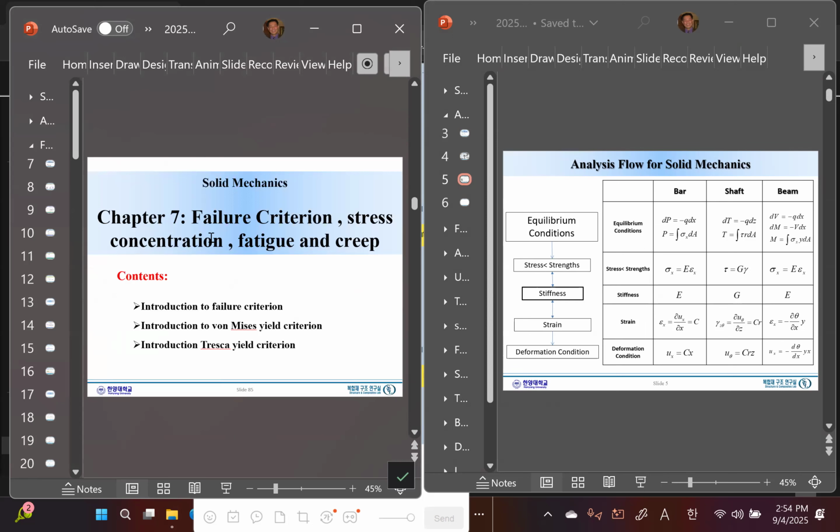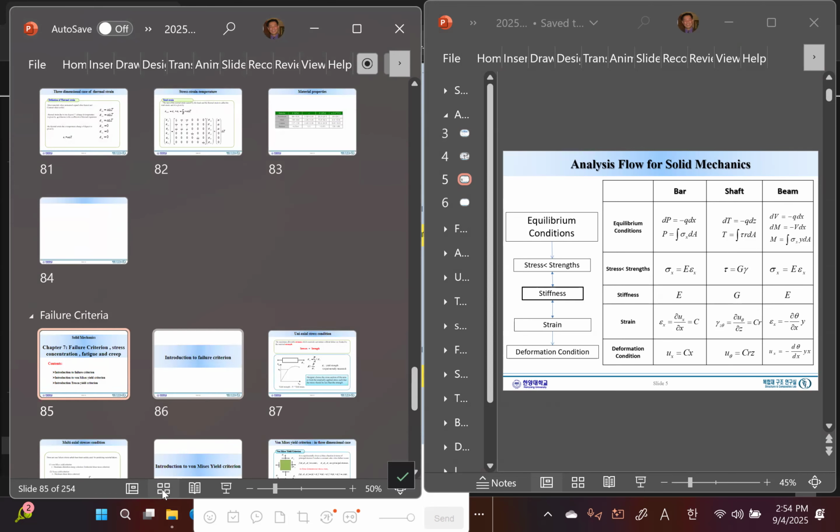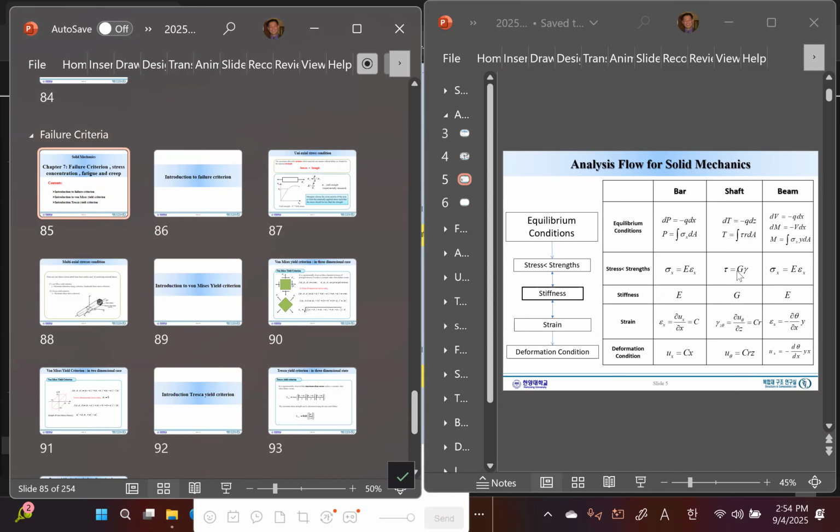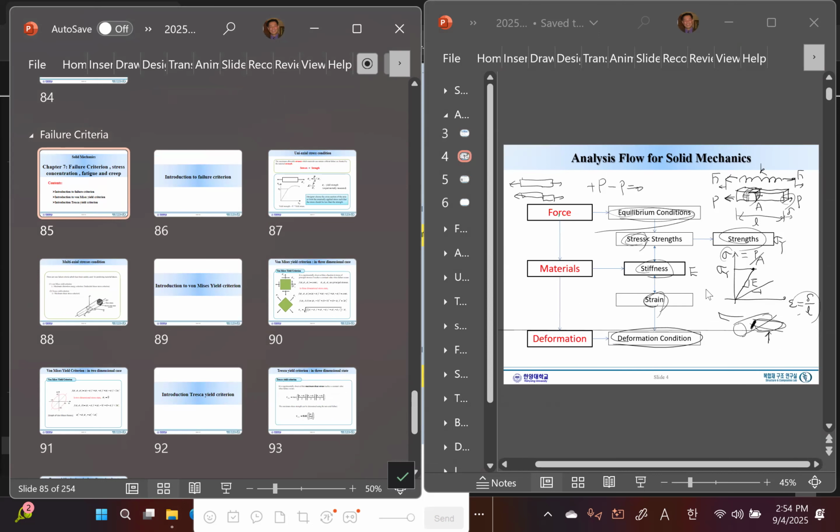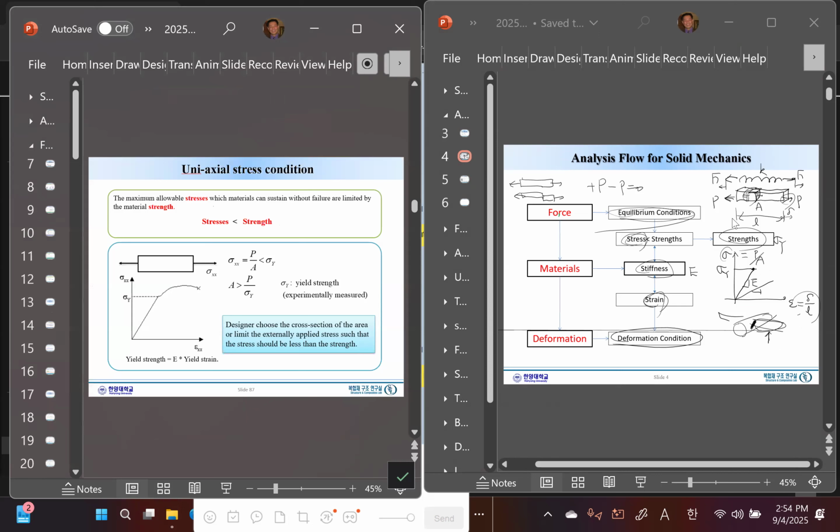Now, next one is the failure criterion: stress concentration, fatigue, and creep. It sounds like a very different subject from this one, but it is not. Failure means the strength. So the internal stress will reach some point, and the material will fail. But how about the 9 components of stresses?